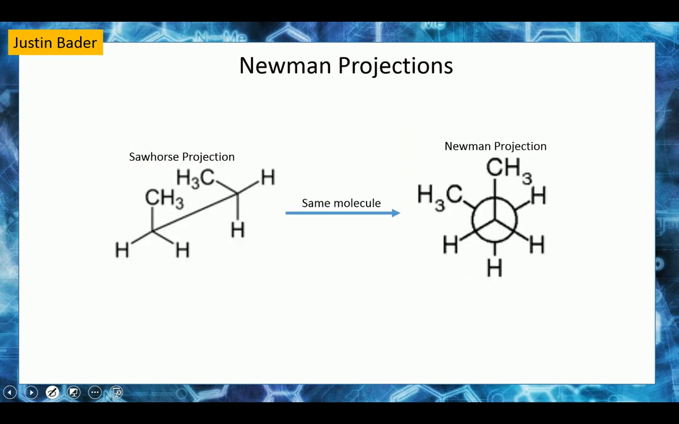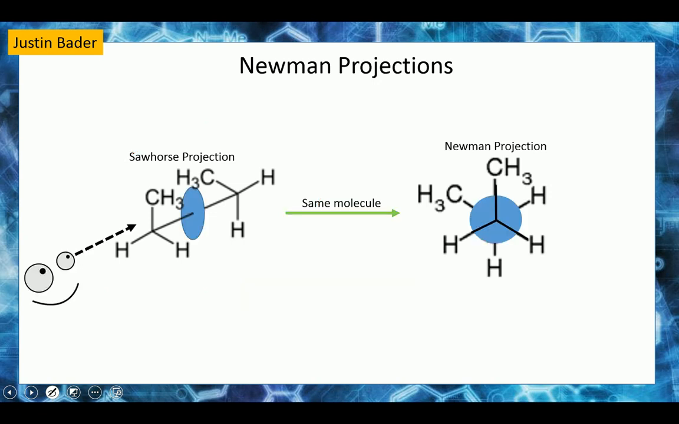Newman projections. Newman projections allow us to look at a bond and see the different interactions between the side groups. So oftentimes you may be given what they call a sawhorse projection, which is going to be written like this on the left over here. But this is kind of difficult to tell how the interactions between the different groups are working. So oftentimes they draw a Newman projection, which is shown on the right.